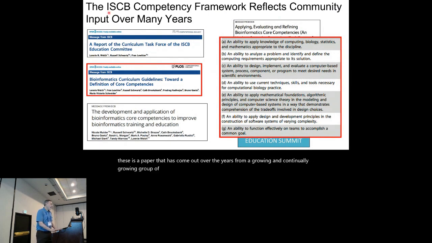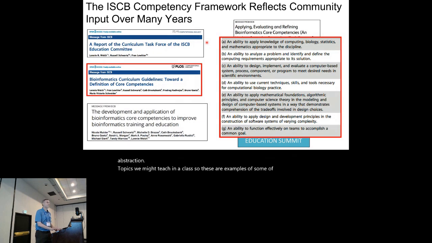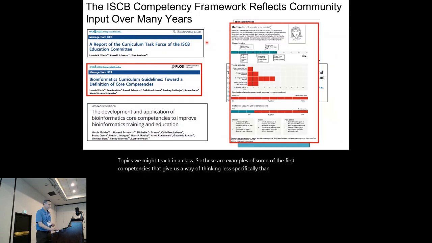And one of the big insights here, coming from one of these new additions, Kath Brooksbank, was that we should bring in the notion of competencies. Competencies is basically the idea of looking at a higher level of abstraction than topics we might teach in a class. So these are examples of some of the first competencies that give us a way of thinking less specifically than particular classes or topics of classes.